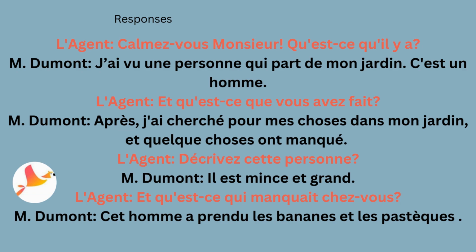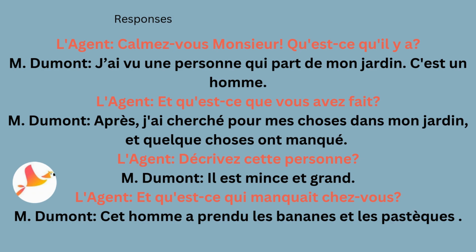So the police officer, l'agent, says, "Et qu'est-ce que vous avez fait?" What did you do? Monsieur Dumont says, "Après, j'ai cherché pour mes choses dans mon jardin et quelque chose ont manqué." After, I looked for my things in my garden, and some things have gone missing. That's what the student intended to say.